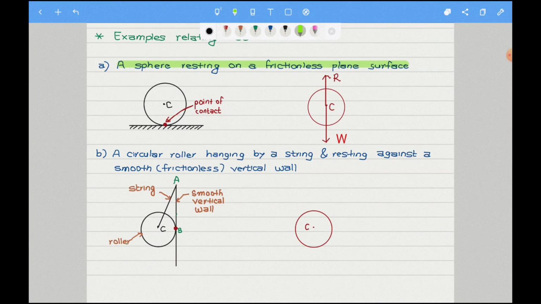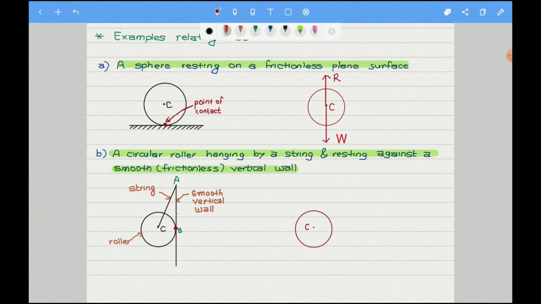The second example over here is that of a circular roller hanging by a string and resting against a smooth frictionless vertical wall. So we can clearly observe in the figure that there is a roller that is hanging by a string and it is also resting against a smooth vertical wall. So if we have again a smooth wall, that basically means that there is no friction between the roller and the wall. Now if we are to draw the free body diagram for this example, we will draw a sphere as I already did here.